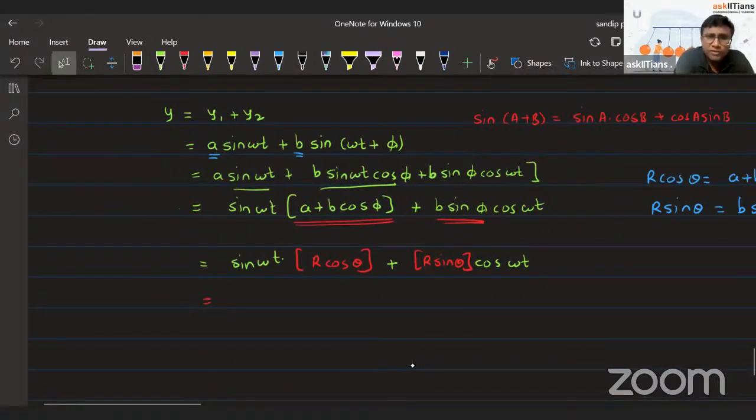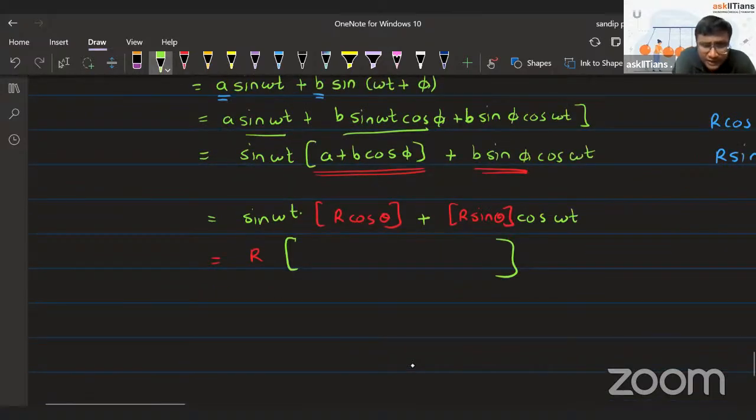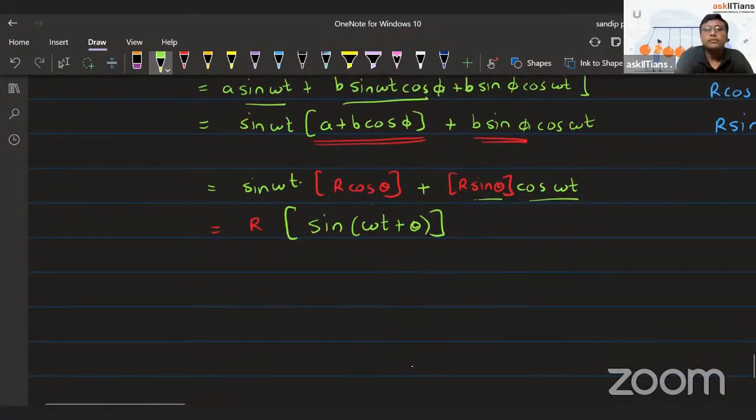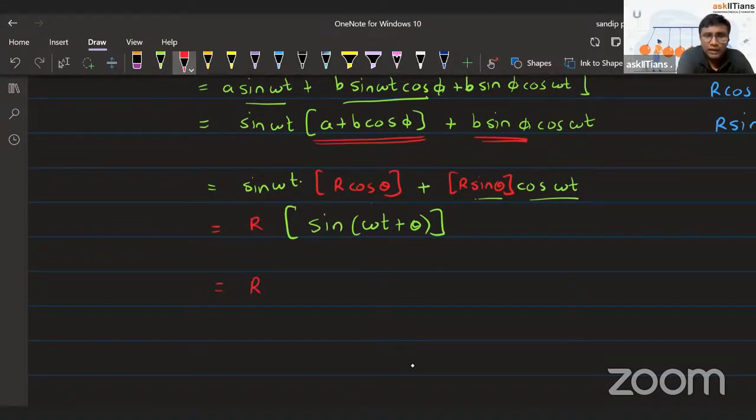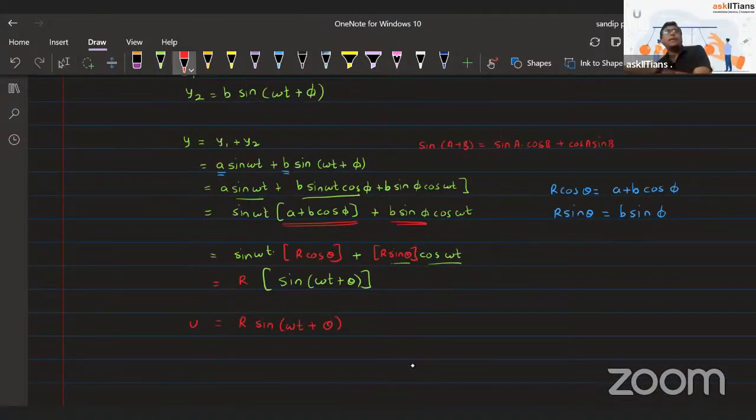Now from these two, first of all, take the r outside. Then what we can say, this is sine A cos B and sine B cos A. So again, we can use the formula of sine A plus B. So that will be sine omega t plus theta. Now ultimately, this will become R sine omega t plus theta. This is the combined equation of the light by the two sources.